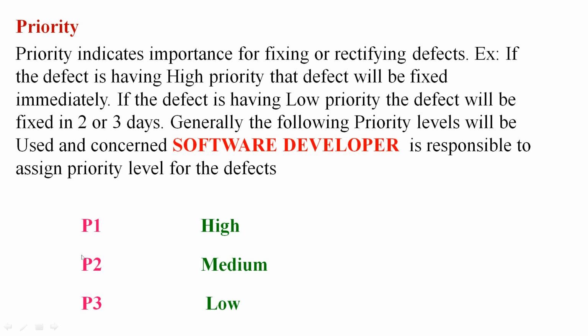In some projects, they will use P1, P2, P3. P1 is priority 1, that is the highest priority. Priority 2 is medium priority, priority 3 is low priority. Or for some projects, they may use this set of priority levels: high, medium, low, like this. Clear? Yeah.